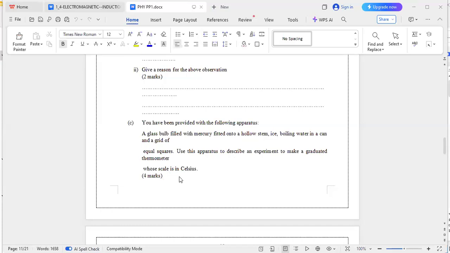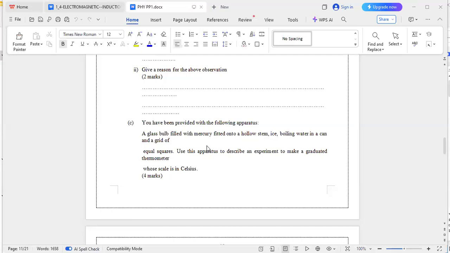So I said you start by identifying the lower fixed point. For us to get the lower fixed point, which is always 0 degrees Celsius, we use ice. Melting ice, rather. Not just ice, because ice can exist at -10. You ensure that it is melting ice. That's why I say step 1, you say, heat the ice and allow it to start melting. We need to have melting ice.